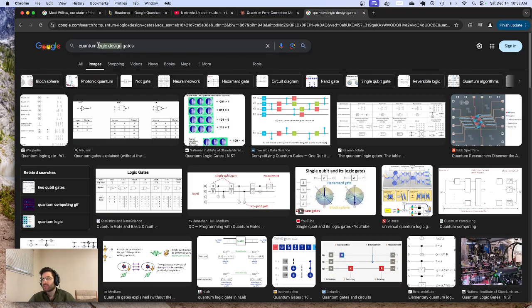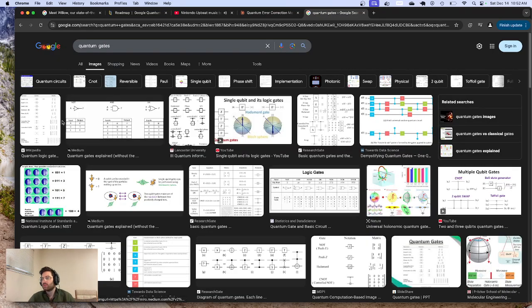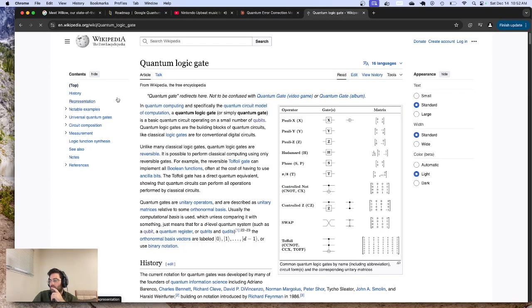Quantum gates. Let's see if there's a chart for quantum gates. That would be great. Is this it? They only have these 3? I doubt that. I need to set up a shortcut for muting. I'm assuming the gates are not as straightforward. Yeah, that's what I was expecting.